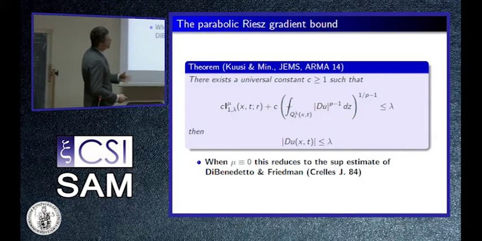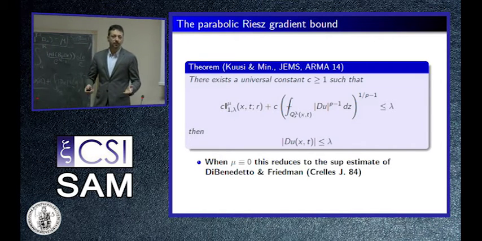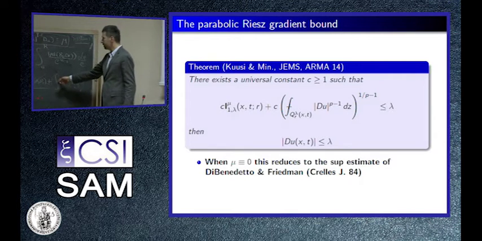Of course, a first hint of the fact that the estimate is sharp is that if the solution is time independent, you reduce to an elliptic equation, and then this reduces to this.